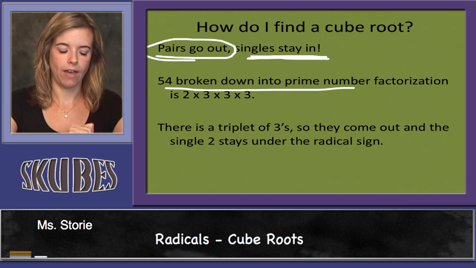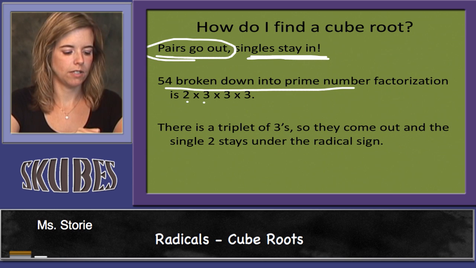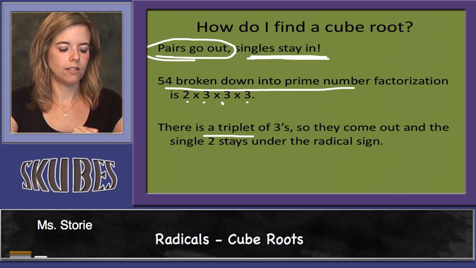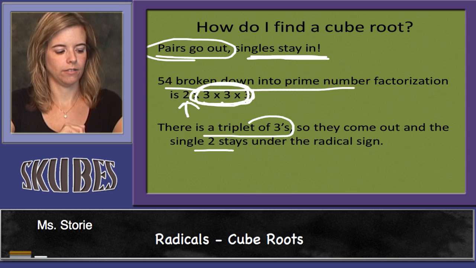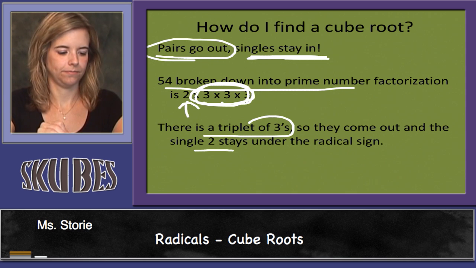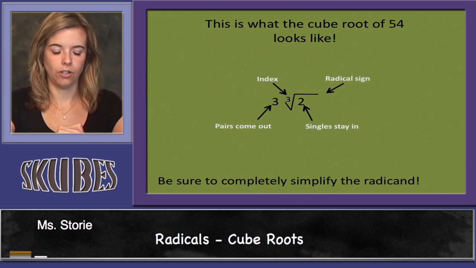54 is broken down into prime factors, and we just did this: 2 times 3 times 3 times 3. There is a triplet of 3's, so they're going to come out. Let's circle them. Here's a triplet right here of the 3's. And then we've got that single 2, lonely little guy right there, and he's got to stay underneath the radical sign.